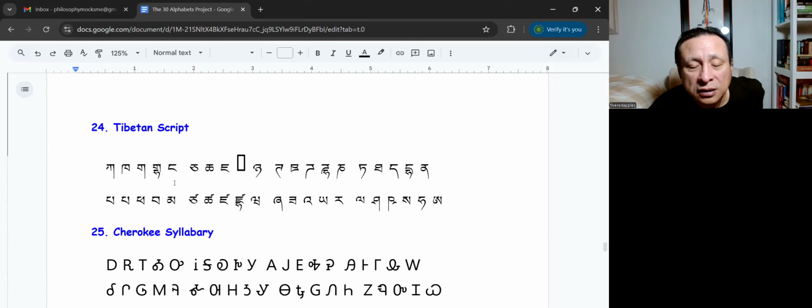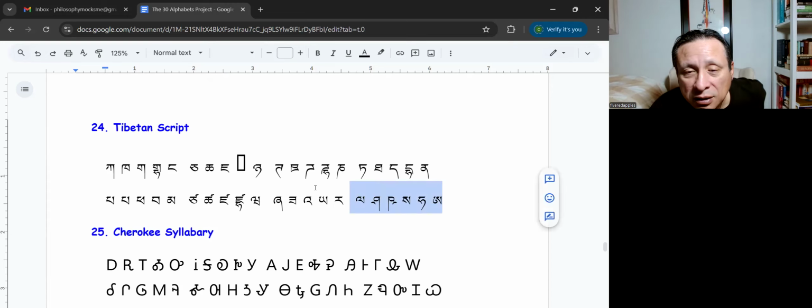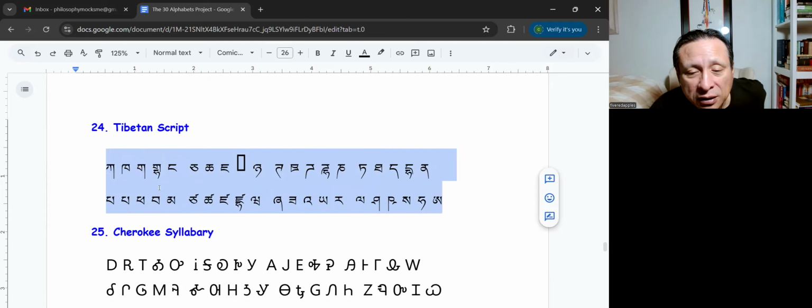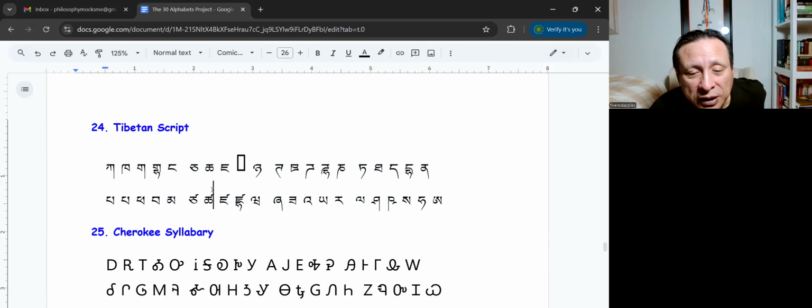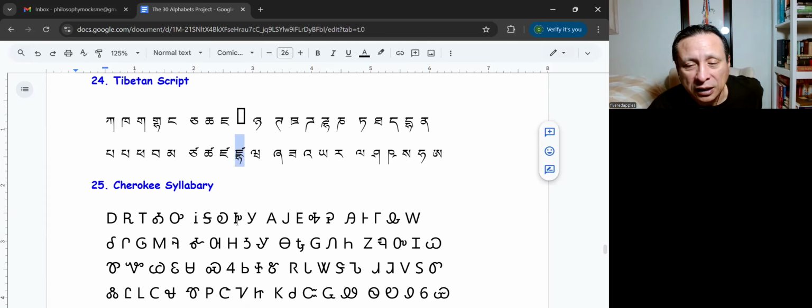Tibetan. Here's Tibetan. I don't know what to say about Tibetan, but it looks cool. To me, it looks cool. What bothers me is, who wants to write that just to write one simple letter? Oh, I don't know if it's a syllable or not. I think it's just a letter. Okay, so anyway, but yeah.